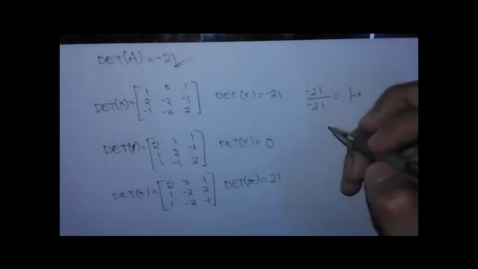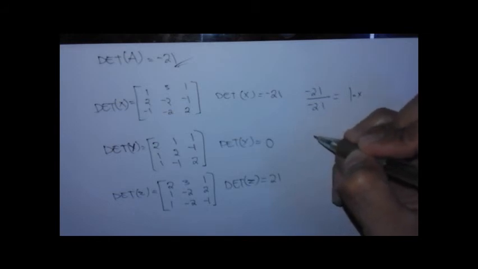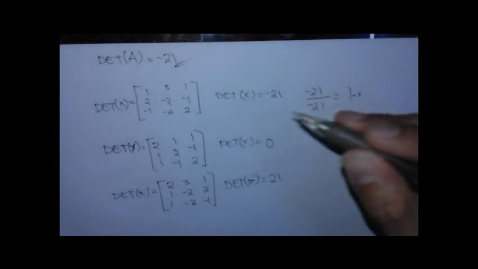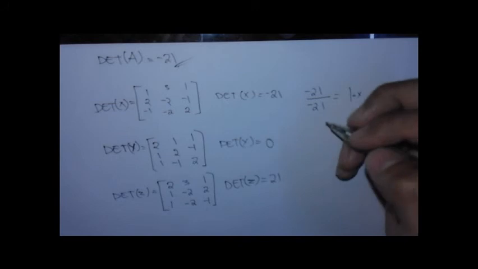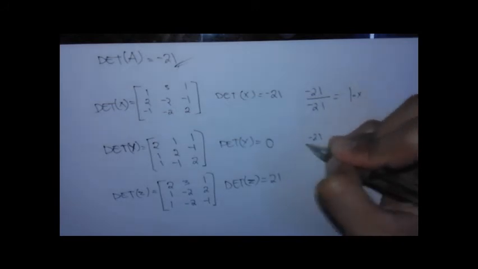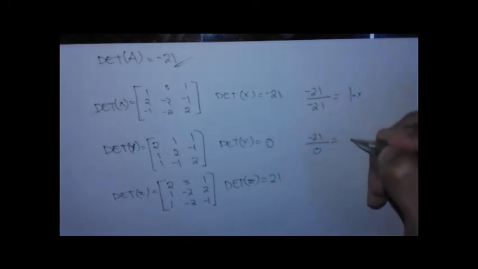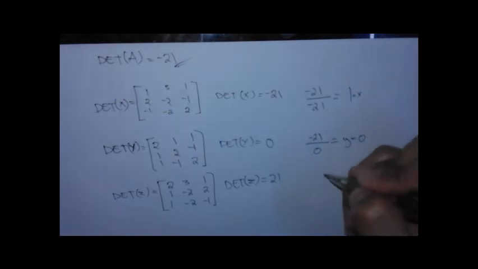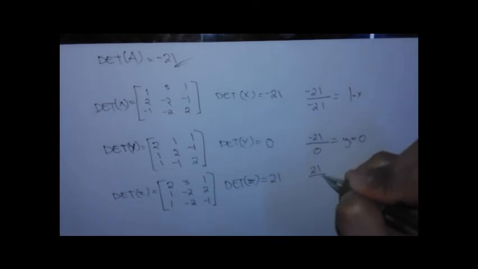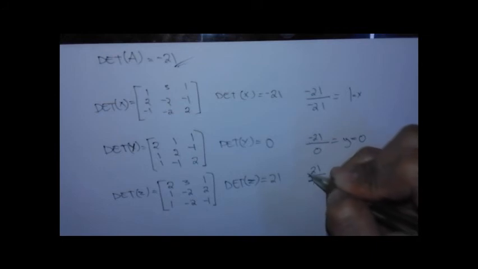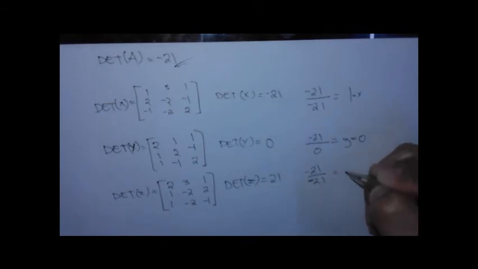So what about 0? Zero over negative 21 is obviously 0. So y is equal to 0. And for z, negative 21 over negative 21, I'm sorry, I just mixed that up. So z is equal to 1.